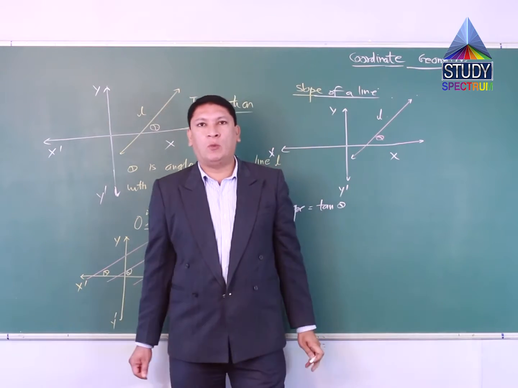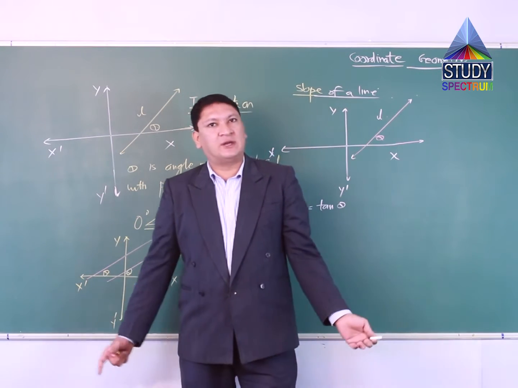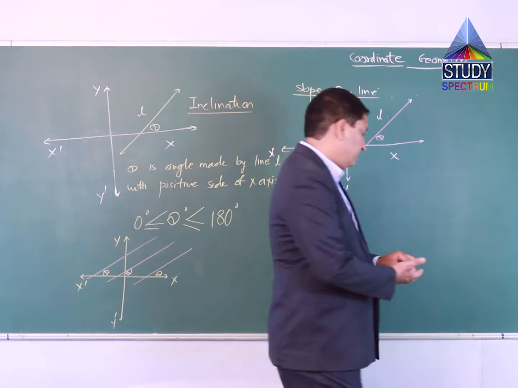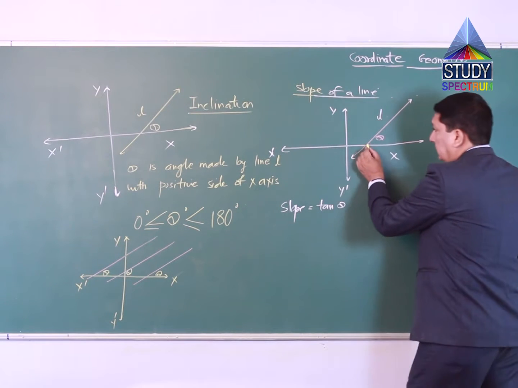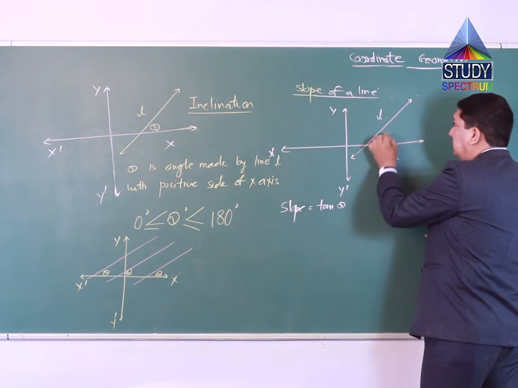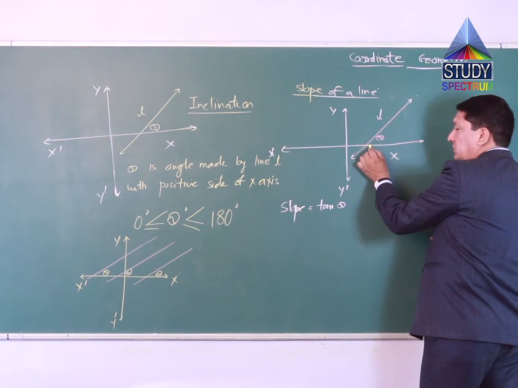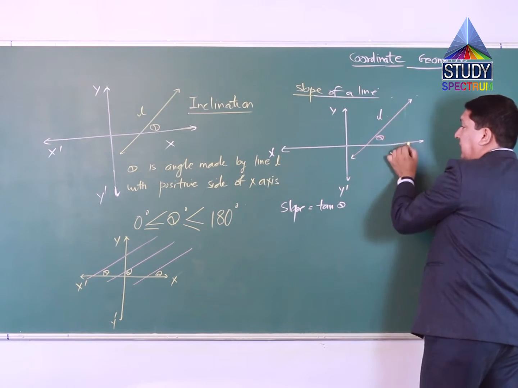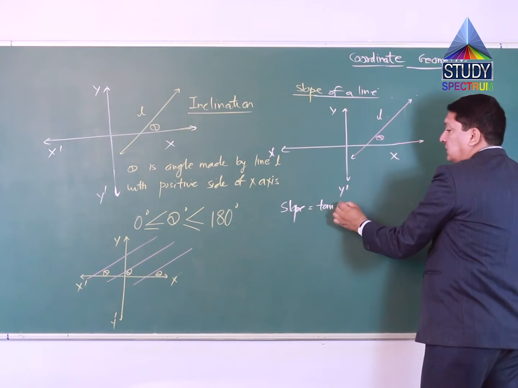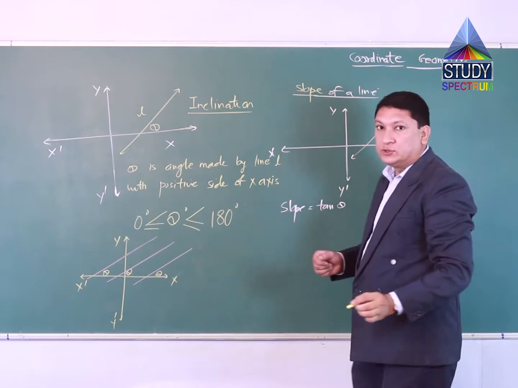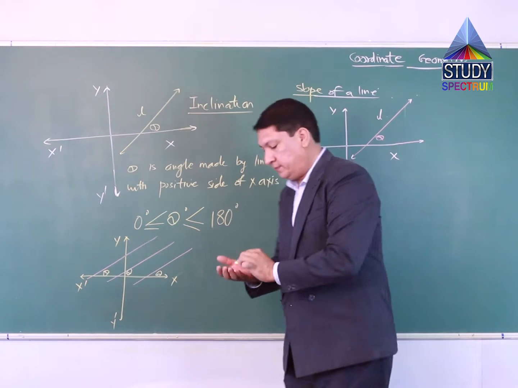If somebody asks you what's the slope of a line, your answer is tan of theta of that line. Theta, slope means tan theta, that is opposite side upon hypotenuse. Sorry, that is opposite side upon adjacent side. That is slope of a line. So slope is tan theta.